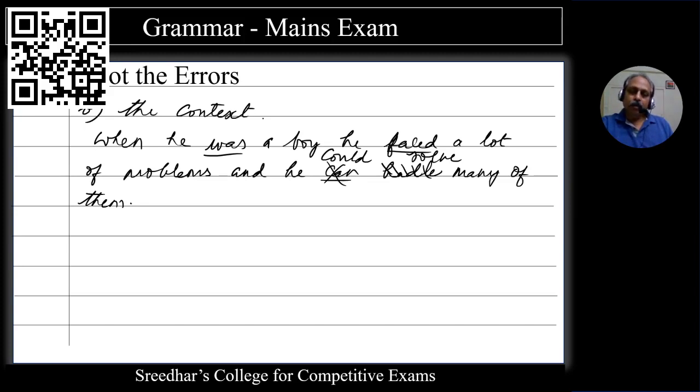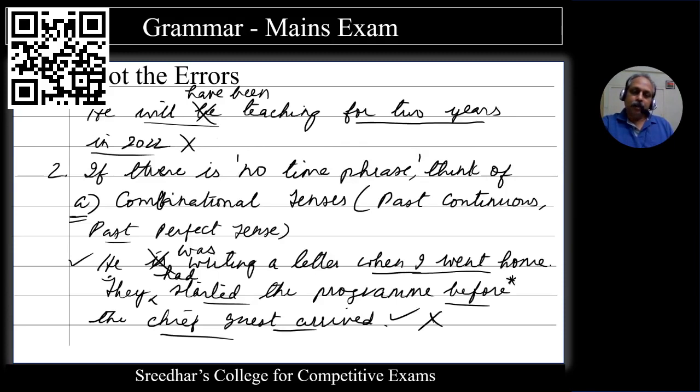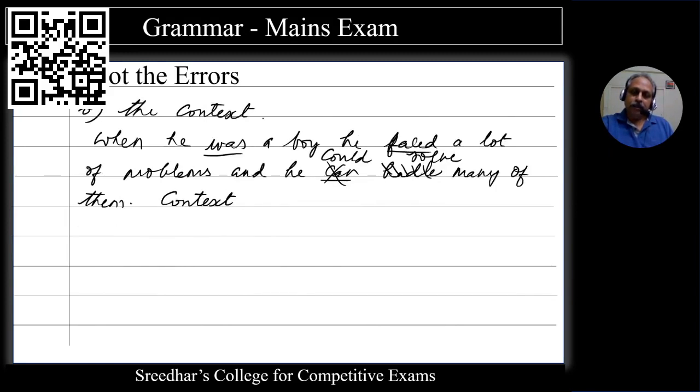This is what I call context. The context goes into the past, then you should use all the verbs in the past. This is the second strategy. First strategy, when you read a sentence to spot the error, look for the time phrase. Based on the time phrase, decide which tense to use to spot the error. Second strategy, if there is no time phrase, think of A, combinational tenses, and B, the context.